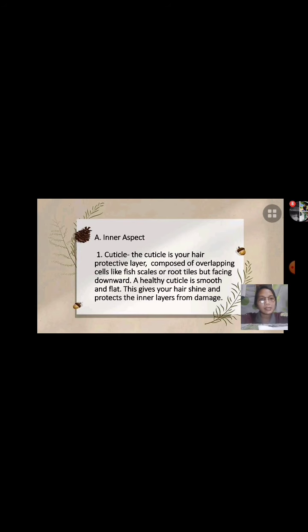So next is the inner aspect. Number 1, cuticle. The cuticle is your hair's protective layer composed of overlapping cells like fish scales or roof tiles, but facing downward. A healthy cuticle is smooth and flat. This gives your hair shine and protects the inner layer from damage.